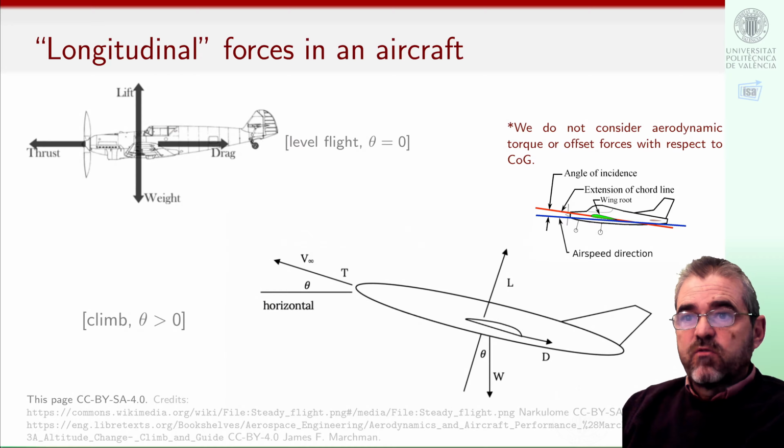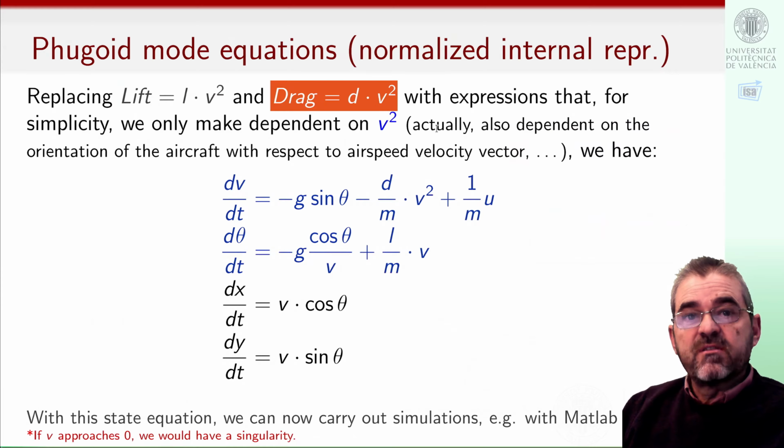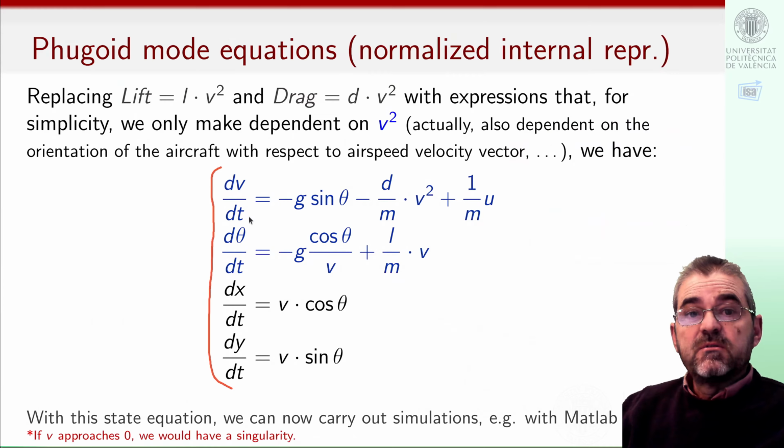They were based on a force balance and not on a torque balance, because we were assuming instant alignment of the body with the airspeed vector, kind of weather vane behavior. So under those assumptions, and setting for simplicity lift to be a constant coefficient times the square of the airspeed, and likewise with drag, at the end we were able to pose these four equations governing the phugoid dynamics.